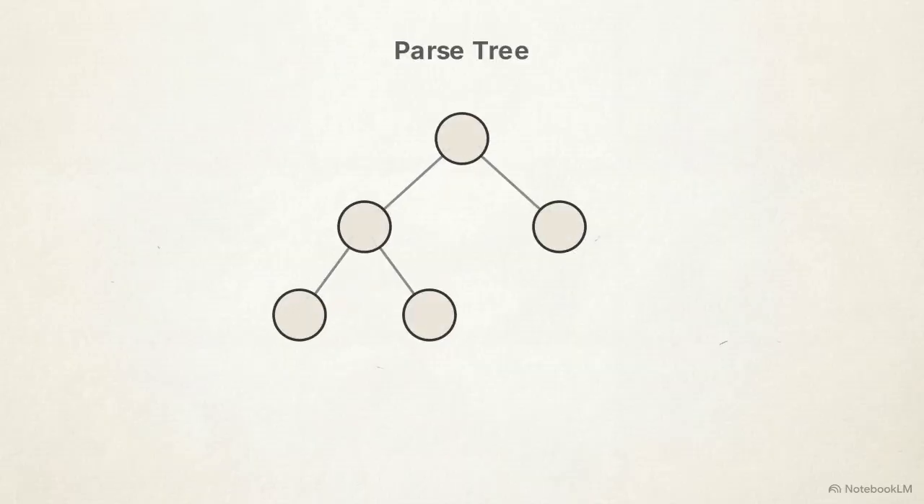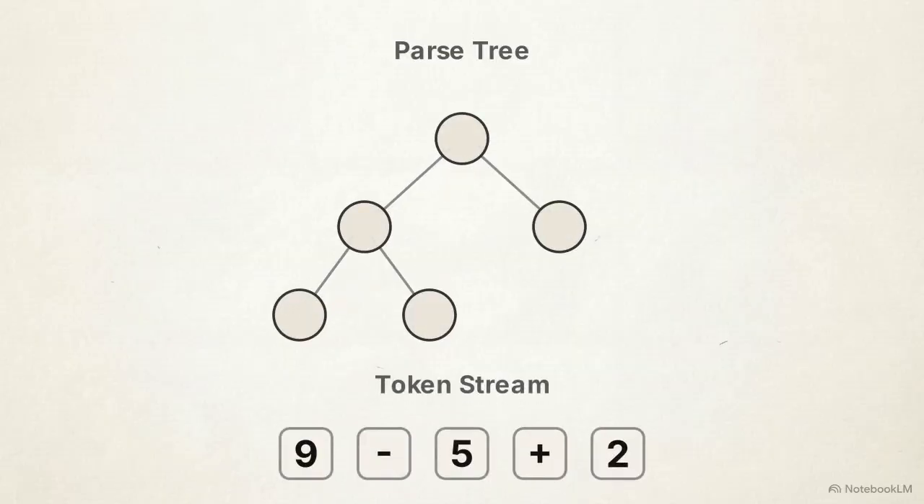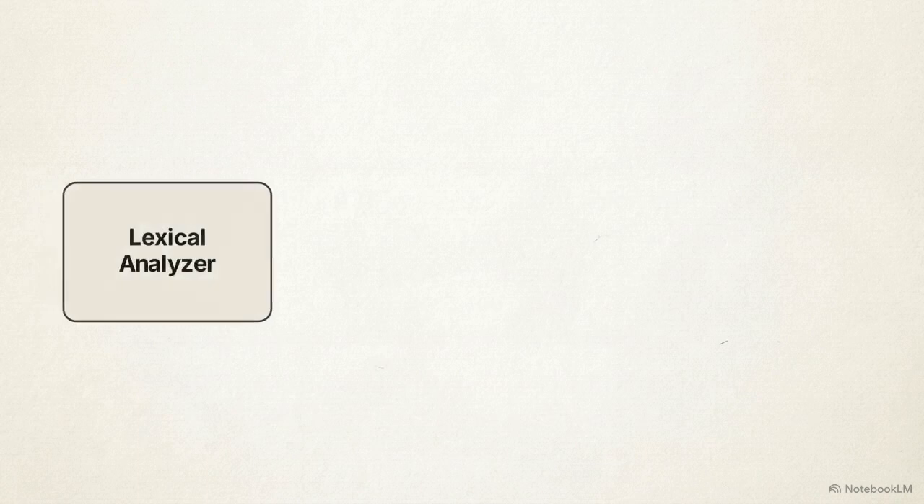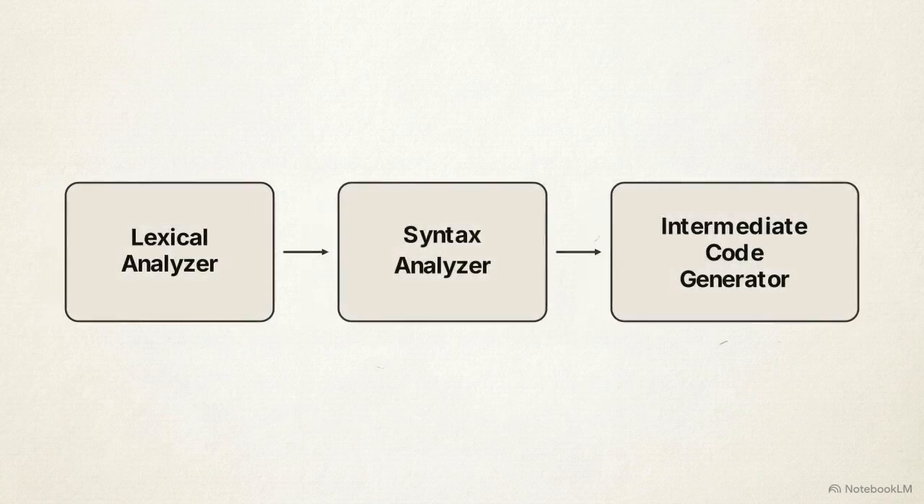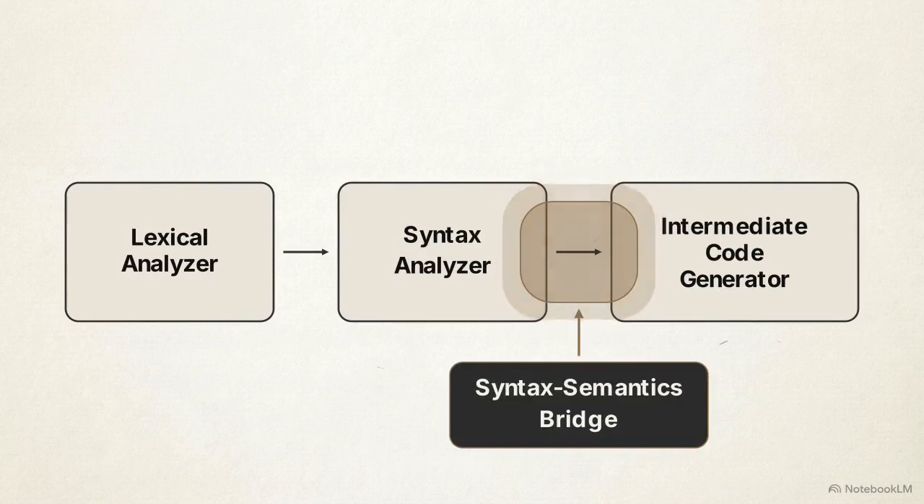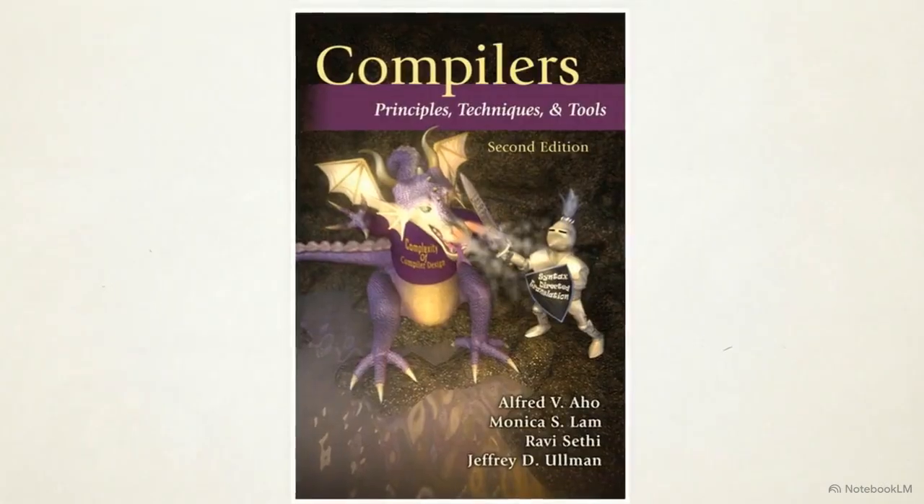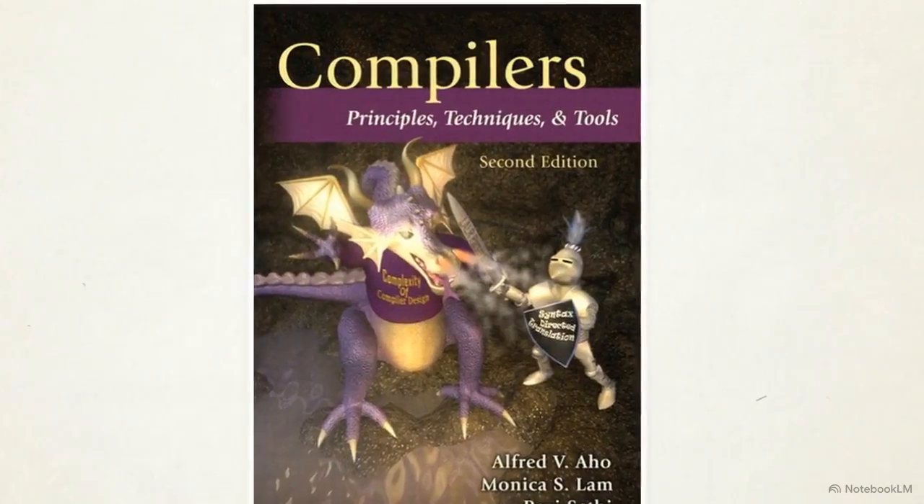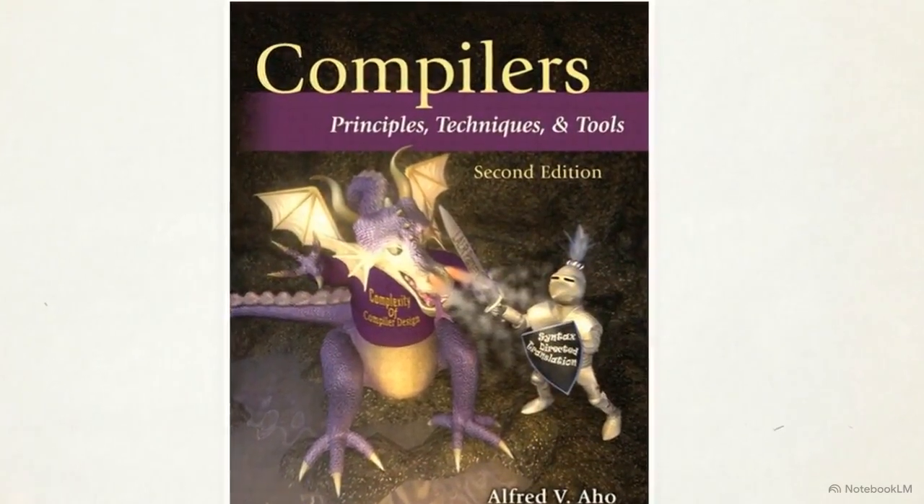Syntax analysis provides the structural route, but a compiler requires a systematic way to map executable semantics onto that established structure. This block diagram shows the high-level architecture of a compiler's front end. The Syntax-Semantics Bridge sits specifically right here, in the transition phase between the syntax analyzer and the intermediate code generator. The foundational theory for this architecture is thoroughly detailed in the classic text, Compilers: Principles, Techniques, and Tools.